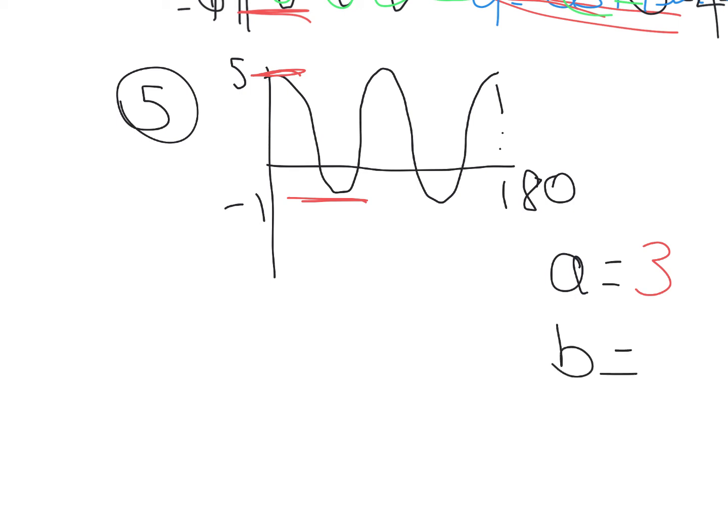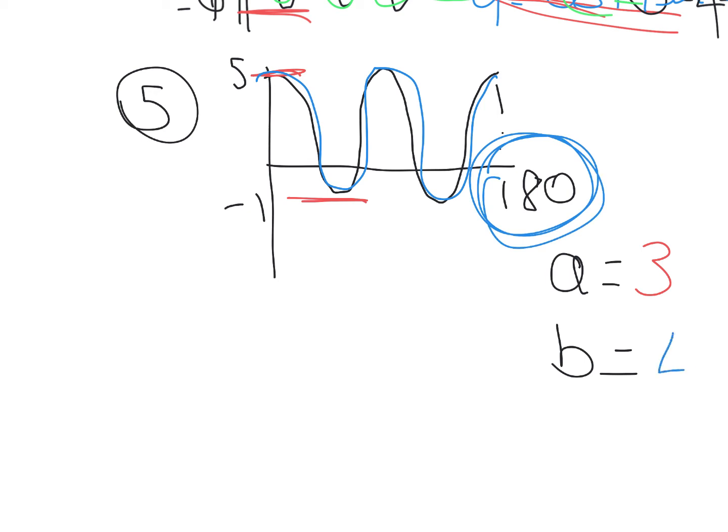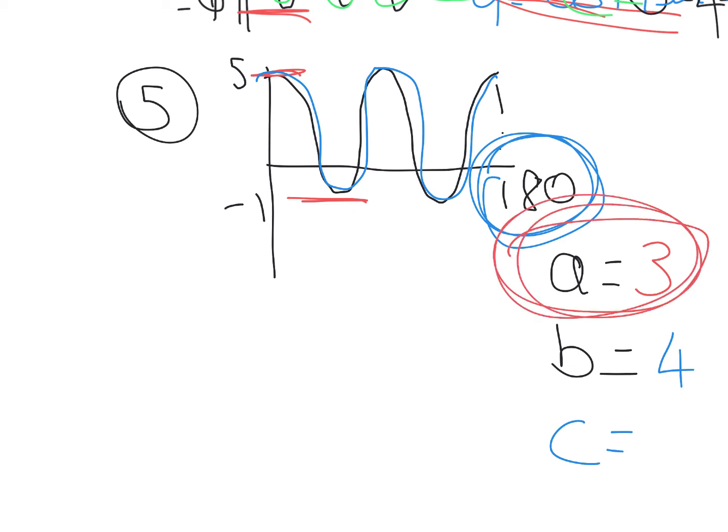B. How many complete cycles in 360 degrees? Well, there's 1, 2 complete cycles in 180 degrees. How many is that in 360? That's 4. What's C, the vertical shift? Well, the curve, again, I'll keep repeating this, the curve should go to its amplitude. It should go to 3, but you can see that it actually goes up to 5, so it's been moved up, so that's plus 2.